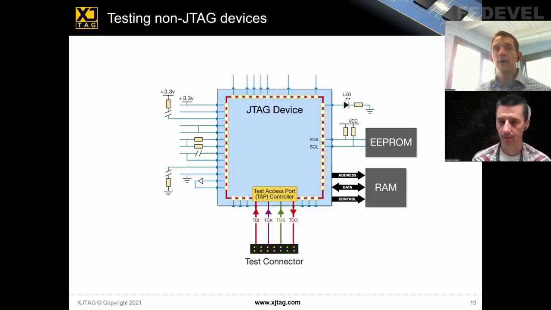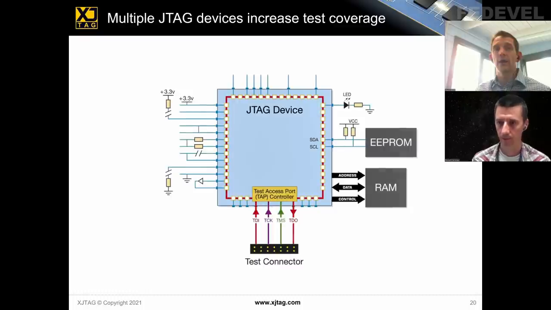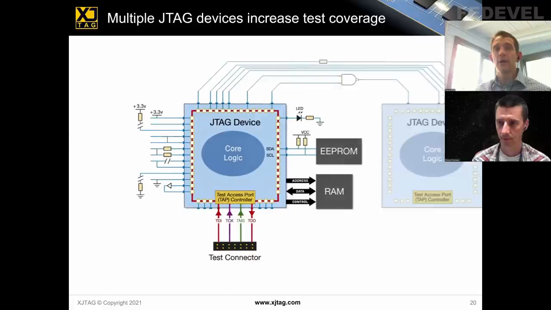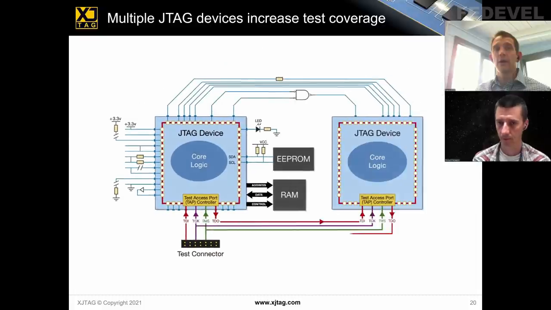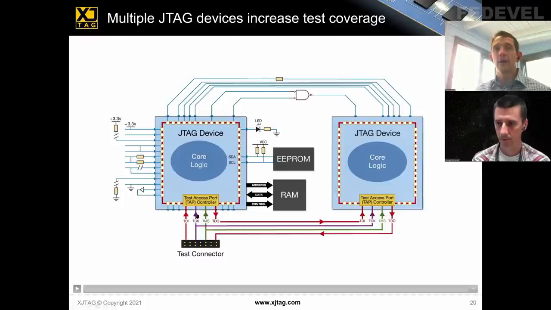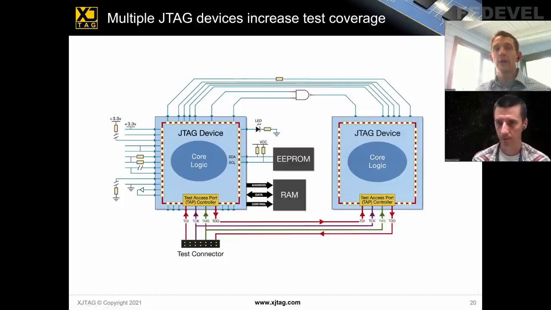Yeah, so this is the second stage, and then you can go on from this, where we were talking earlier about having multiple JTAG devices. This is where, if you've got multiple devices connected together, and here we've shown them in one physical JTAG chain, so they're all together, but quite often you'll have multiple physical JTAG chains on a board.